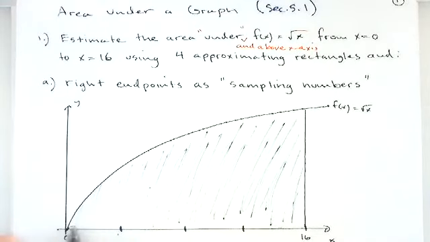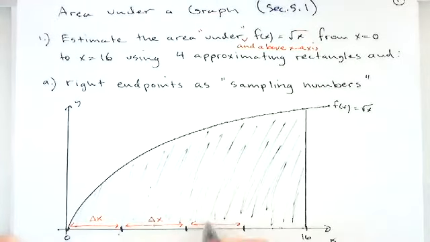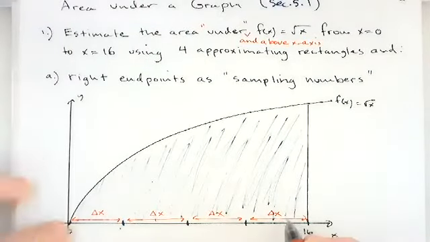What we want to know is the distance between each of these, we call these subintervals, between here and here and between here and here. We call that delta x. Delta x is the distance of each subinterval. Now, you probably can figure this out.